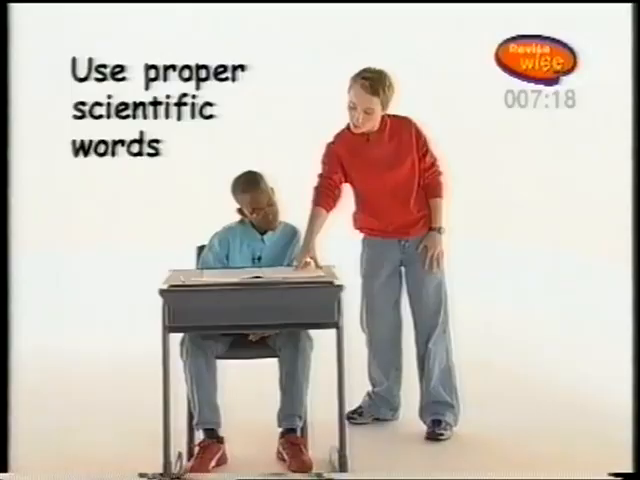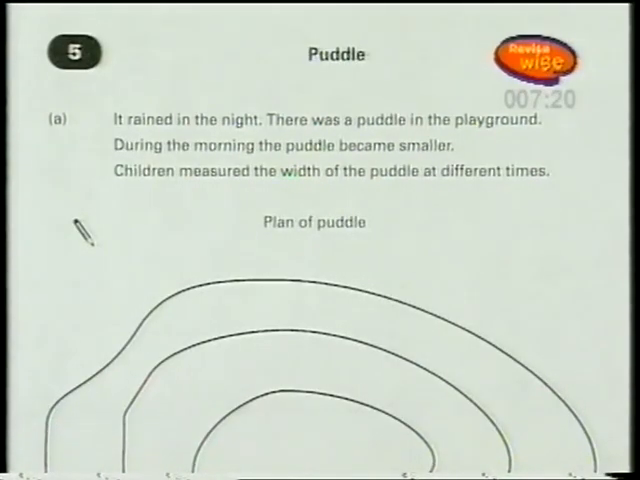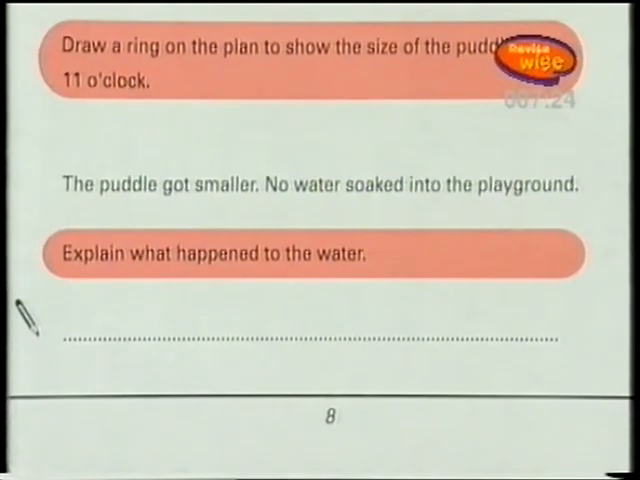Look at this, for example. There was a puddle in the playground. During the morning, the puddle became smaller. No water soaked into the playground. Explain what happened to the water. Well, it just disappeared. By using the word disappeared, you're not really explaining what happened. It's not really a very precise word. We usually use it when we can't see something anymore.